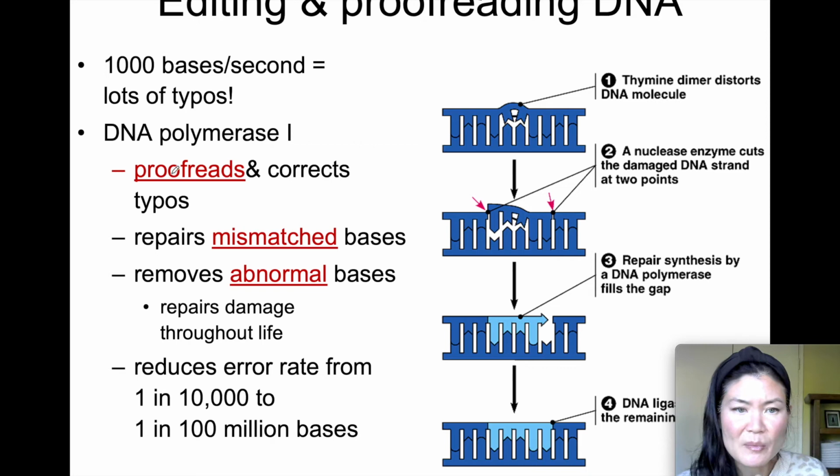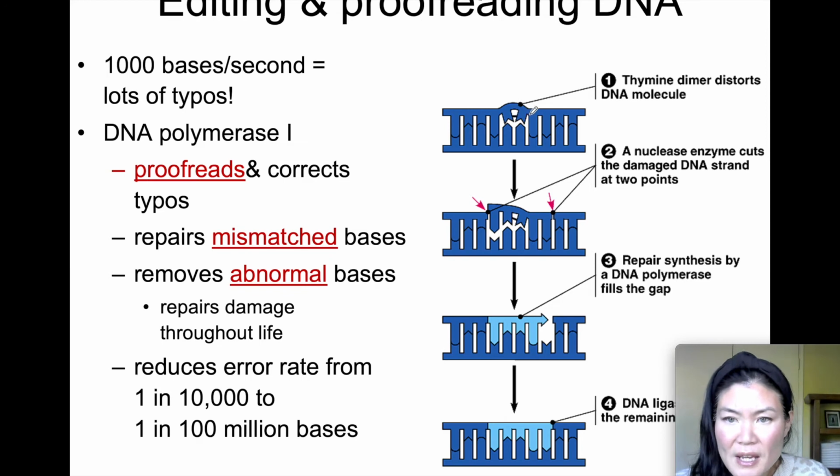So yeah, DNA polymerase 1, it proofreads and corrects typos, repairs mismatched bases, removes abnormal bases, repairs damages throughout your life. It reduces error rate from 1 in 10,000 to 1 in 100 million bases. That's very good. That's a very good thing that we have DNA polymerase 1 to do that.